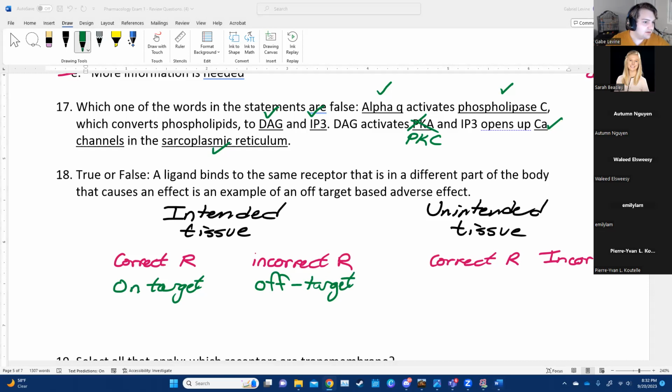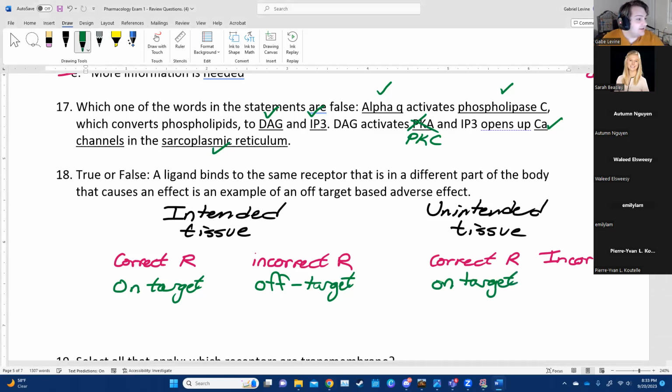All right. What about if we have, in an unintended tissue, it goes to the correct receptor? So it goes to the beta receptor in the lung instead of going to the beta receptor on the blood vessel. What would it be? Yeah, it would still be on target. It found the target. It just went to the wrong place. What about if it went to the incorrect receptor and in the wrong tissue? Still off target.